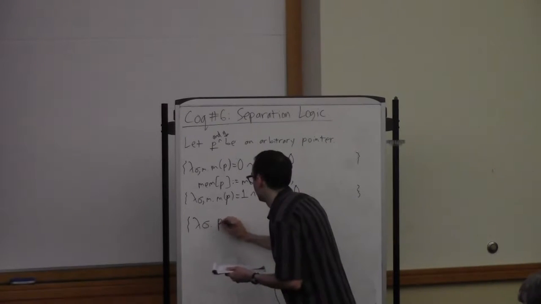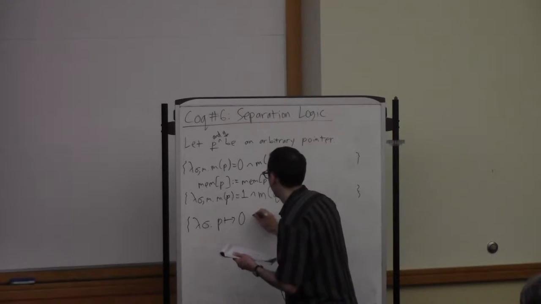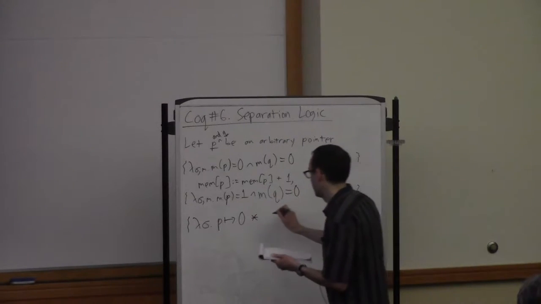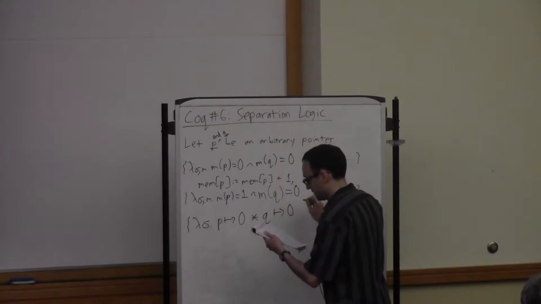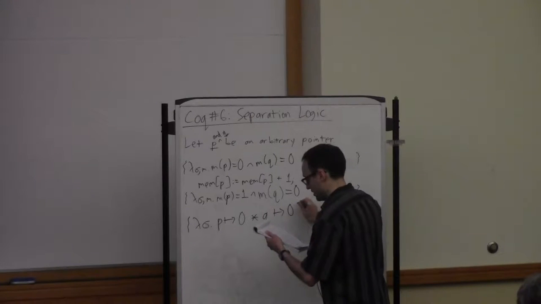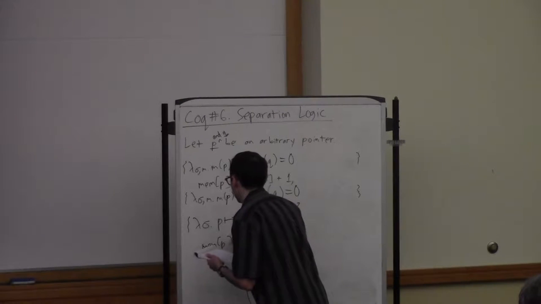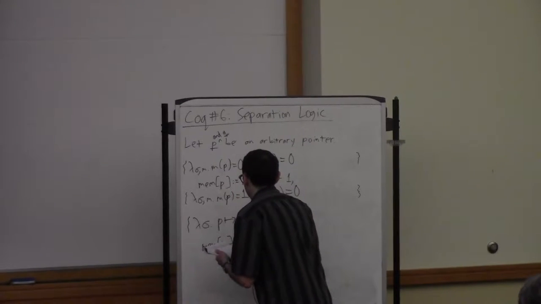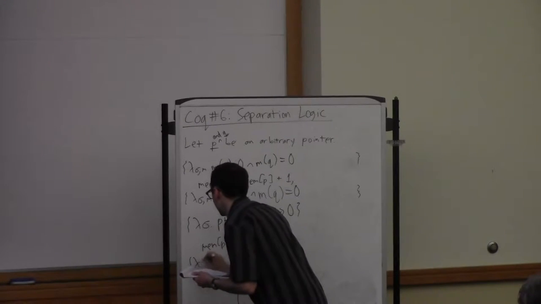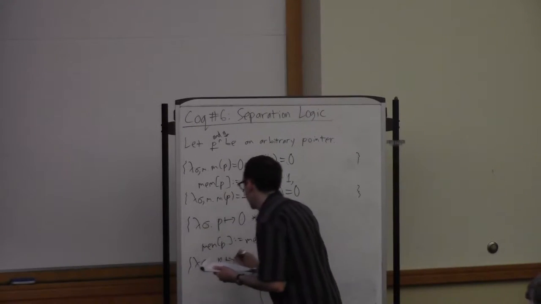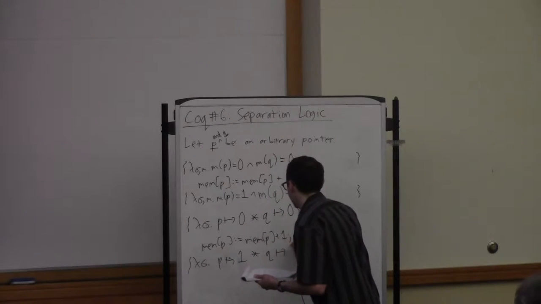Let's say, all right, P points to 0, asterisk, Q points to 1, or sorry, 0, to match what was up there. And then, given the same command, we update the P part of the predicate to say there's a 1 there now, and the Q part can stay the same.